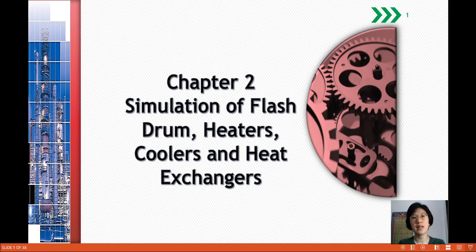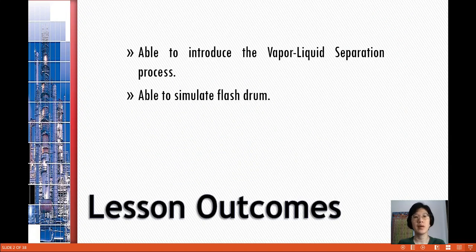Today we are going to start a new chapter in PSCAD on the topic of simulation of flash drum, heaters, coolers and also heat exchangers. We are going to split chapter 2 into two sections. First section will be focusing on flash drum and second section will be focusing on heat exchanger, including heaters and coolers. So for this session, we'll focus on the topic of flash drum.